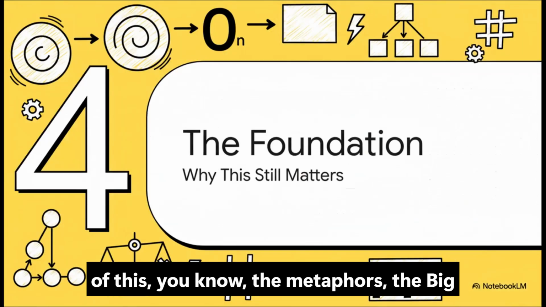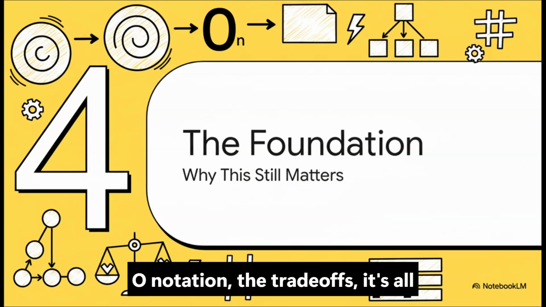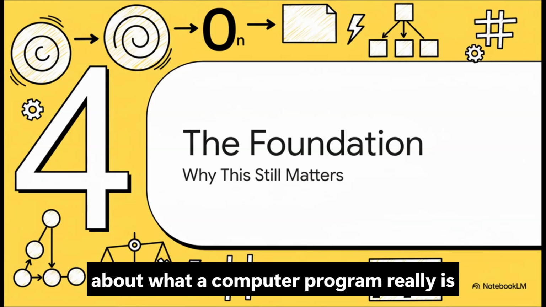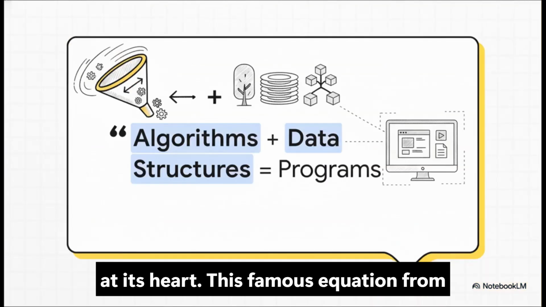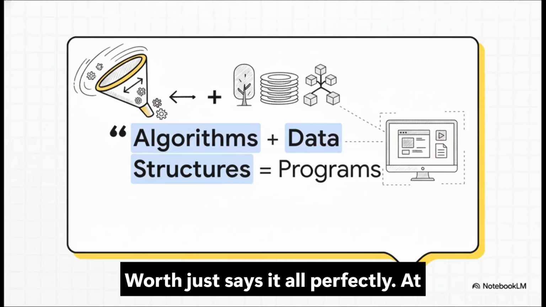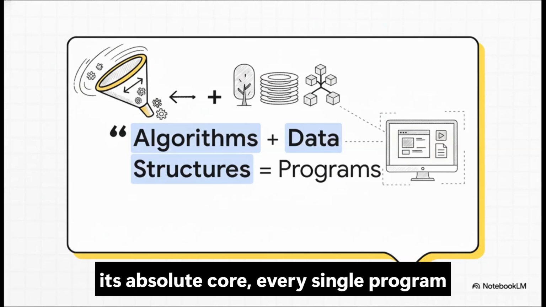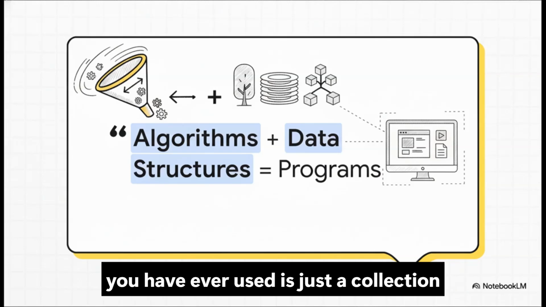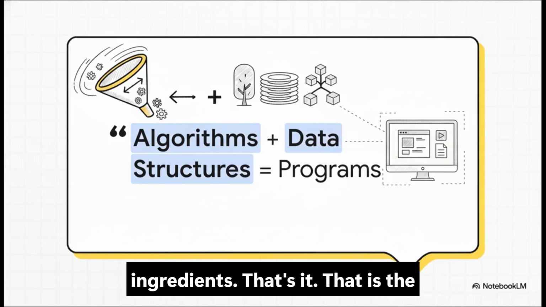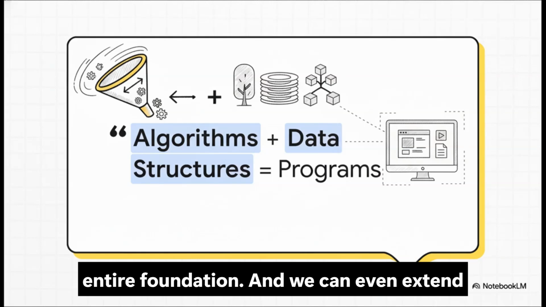So all of this, the metaphors, the Big O notation, the trade-offs, it's all pointing to a timeless, fundamental truth about what a computer program really is at its heart. This famous equation from the legendary computer scientist Niklaus Wirth just says it all perfectly. At its absolute core, every single program you have ever used is just a collection of algorithms, the recipes, acting on a collection of data structures, the ingredients. That's it. That is the entire foundation.